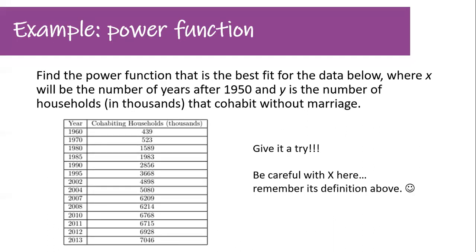We want to find the power function that's the best fit for this data, where X is the number of years after 1950 and Y is the number of households in thousands that cohabit without marriage. I want you to pause here and give it a try because you've already worked through these using quadratics and linear. We're just changing the type of function. Just be very careful here. Remember the definition of X above. 1960 is not an X value of 1960, but rather 10 because it's 10 years after 1950. Pause the video, give yourself a moment to work this out, and then move forward.